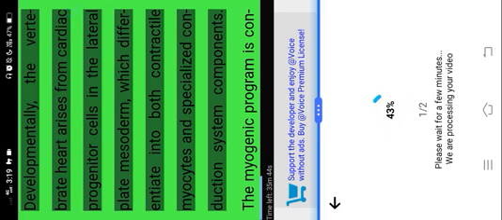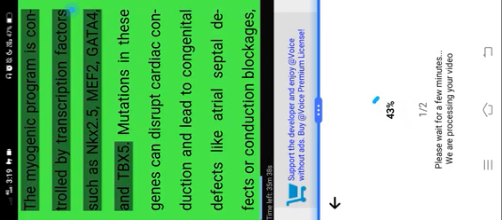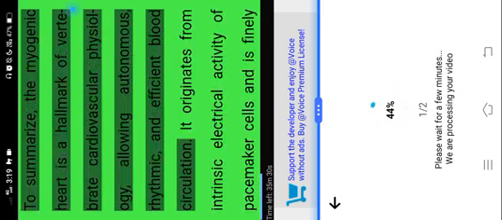Developmentally, the vertebrate heart arises from cardiac progenitor cells in the lateral plate mesoderm, which differentiate into both contractile myocytes and specialized conduction system components. The myogenic program is controlled by transcription factors such as NKX2.5, MEF2, GATA4, and TBX5. Mutations in these genes can disrupt cardiac conduction and lead to congenital defects like atrial septal defects or conduction blockages, further underscoring the significance of a well-orchestrated myogenic heart system.